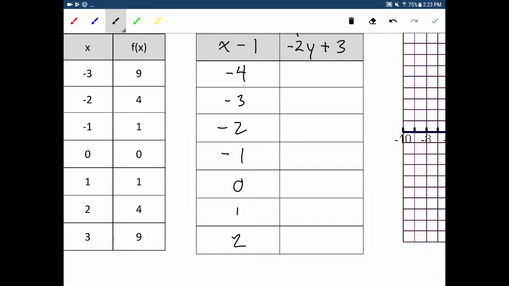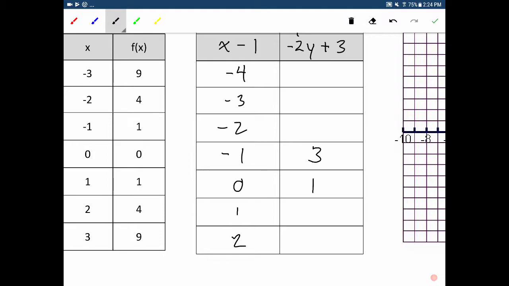A little trick that I like to use is I always like to start with 0. I don't do this for any reason other than I like to do the simple ones first, and then you kind of spot patterns sometimes. So we've got that vertex at 0, 0. Well, negative 2 times 0 is 0, and then we add 3, so that's going to give us 3. And then we've got 1, so negative 2 times 1 is negative 2, plus 3 is positive 1.